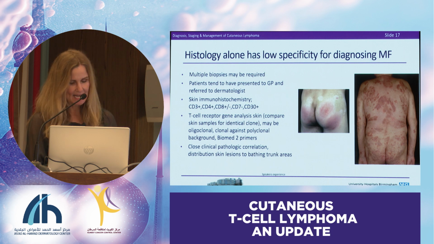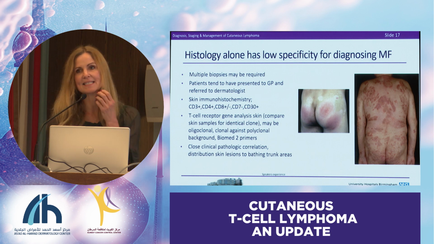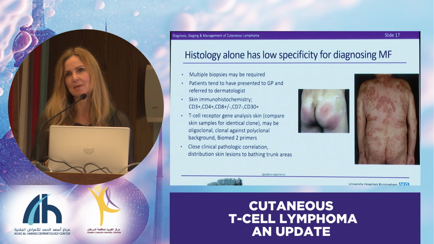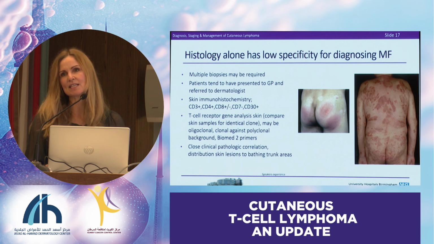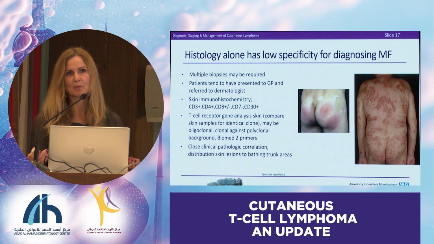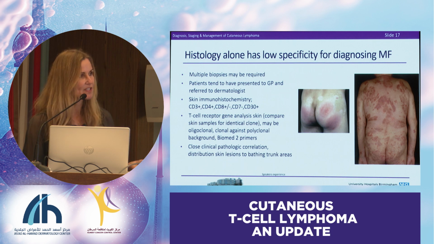As well as the H&E stain, immunohistochemistry, CD3, 4, 8, loss of CD7, CD30 positivity, which is often seen aberrantly on the large cells and is now important because of brentuximab and the availability of this monoclonal antibody for treating our patients. T-cell receptor gene analysis is important in early stage disease, but it's not always clonal. If you can find 2 identical clones in 2 different biopsies, that can help you with the diagnosis. And often you can also see an identical clone in the peripheral blood, even in patients with B0.